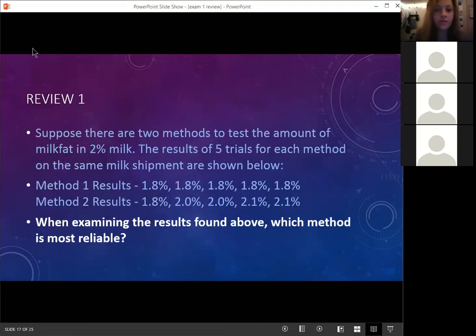Okay, let's do some review questions. I'll read through these, and then you can check them out and see what you think, and then we'll go over them. Our first one says, suppose that there are 2 methods to test the amount of milk fat in 2% milk. Results of 5 trials for each method on the same milk shipment are shown below. So we have method 1 and 2. Go ahead and look at these and decide, when examining the results, which method is most reliable. Try to answer this, and then we will go over it together.